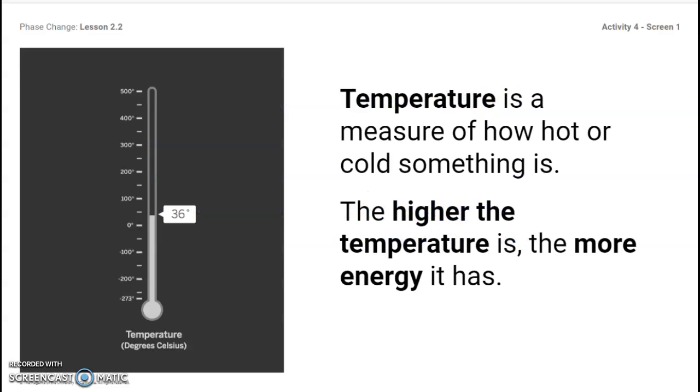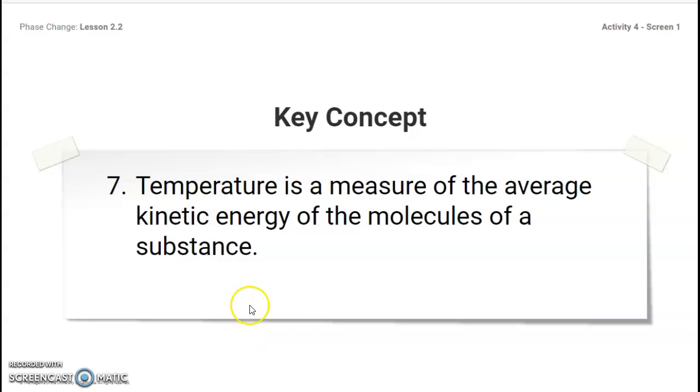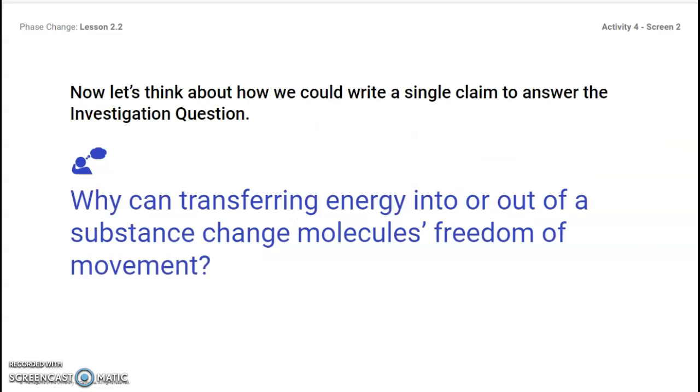I guess you probably got this, but temperature. Temperature is a measure of how hot or cold something is. The higher the temperature is, the more energy it has in it. So we're going to go back to a key concept. This is something that you should be understanding at this point. Temperature is a measure of the average kinetic energy of molecules of a substance.